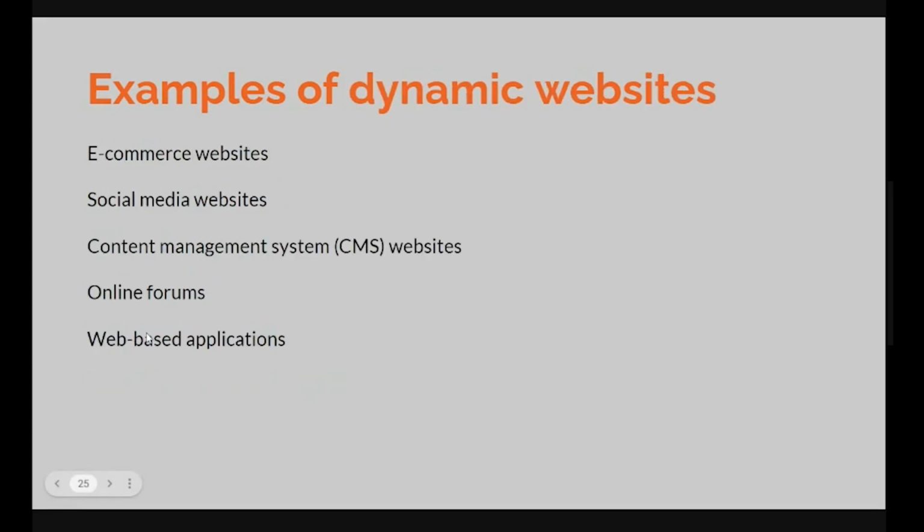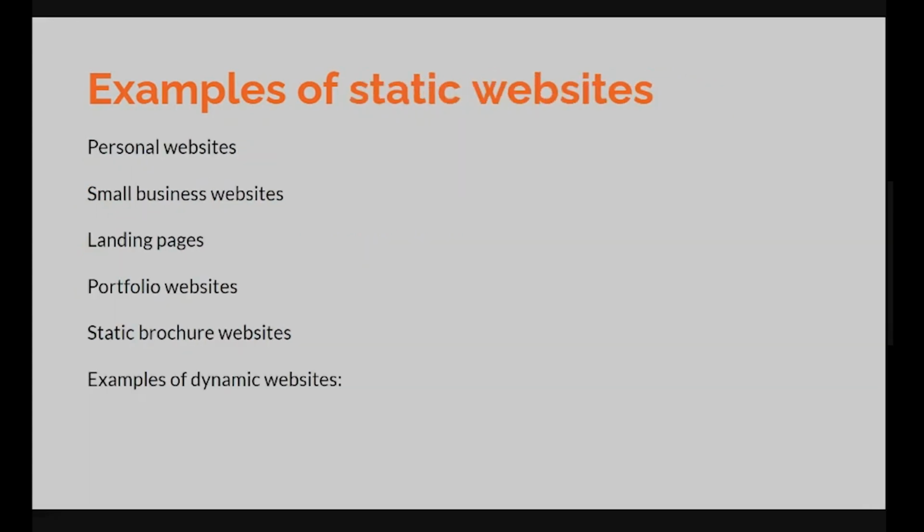Examples of dynamic websites include e-commerce websites, social media websites, content management system websites, online forums, web-based applications, and the likes. So obviously, with these examples, you can put a finger on what a static or a dynamic website is. It's not a concept that is going to be new to you, right? So I believe that we all understand this from this point.